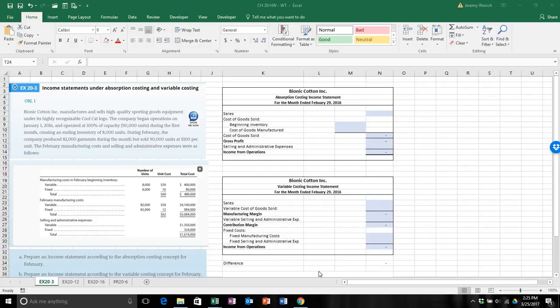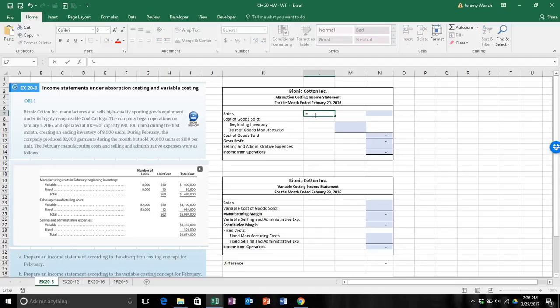In this one, we have Bionic Cotton. They're manufacturing high-end sporting goods equipment. In January, they operated at 100%, which was 90,000 units, and they created an ending inventory of 8,000 units. In February, the company produced 82,000 units but sold 90,000 units, and they sold them at $100 a piece. For this first one, we're just going to do the absorption costing income statement, which is what we've been doing all along.